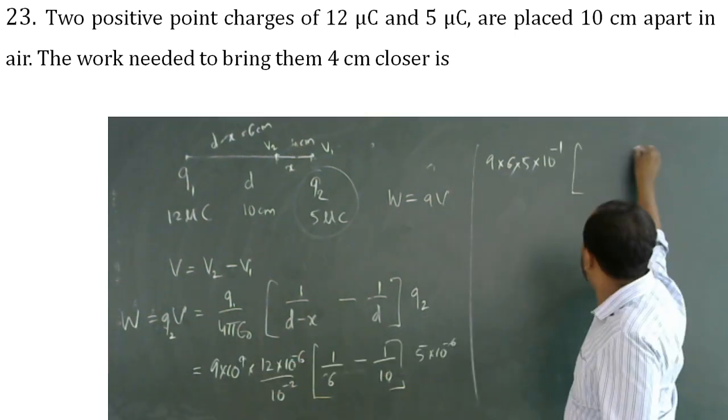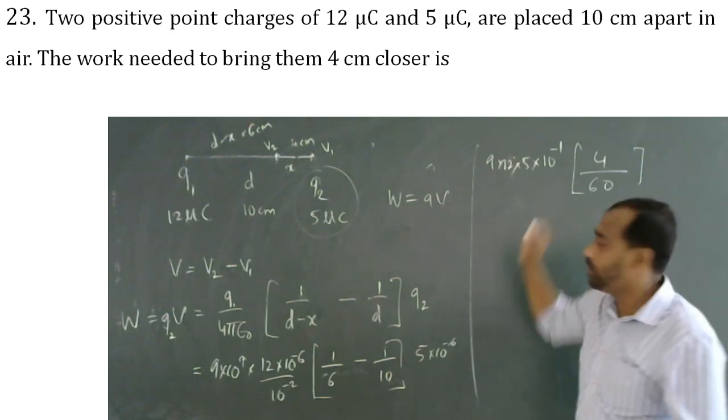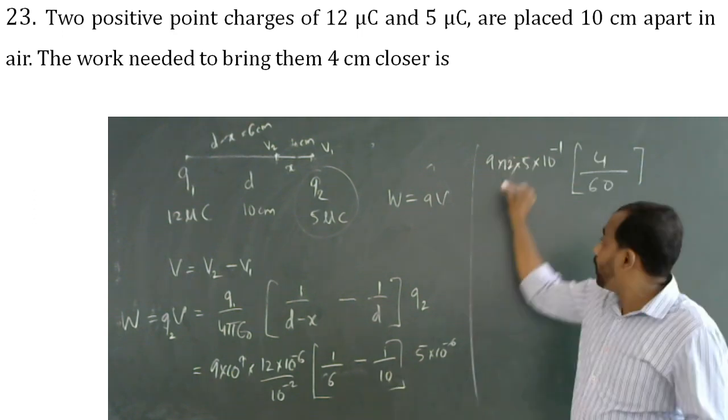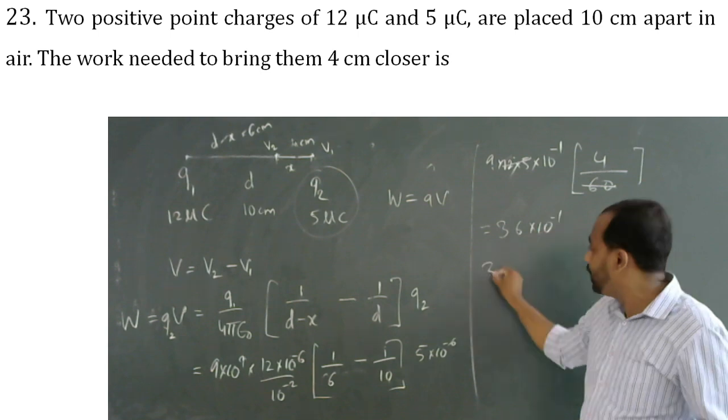Taking the LCM, directly it will be 6 into 10, 60. 10 minus 6 will be equal to 4. Now we can rearrange. Sorry, I have written it as a 6. It will be 12. Okay. 12 into 5 is nothing but 60. They will cancel each other. The remaining term will be 4 into 9, so 4 into 9 will be equal to 36 into 10 raised to minus 1, or 3.6.